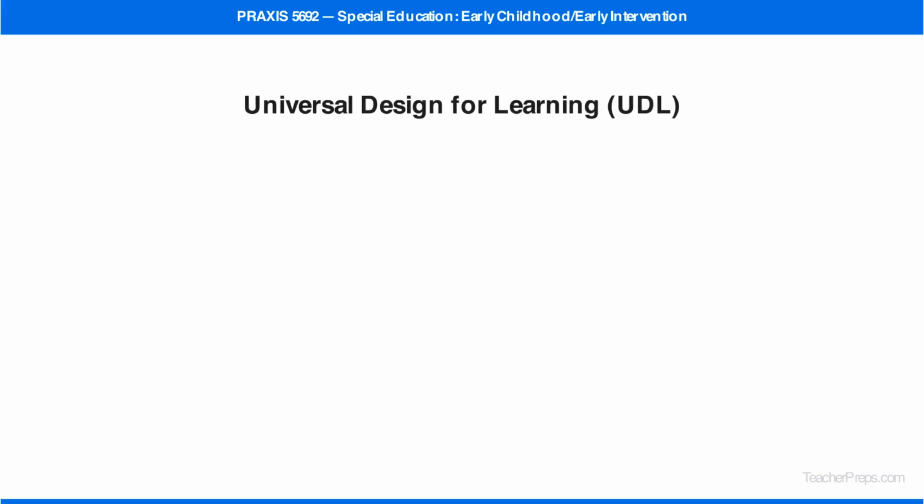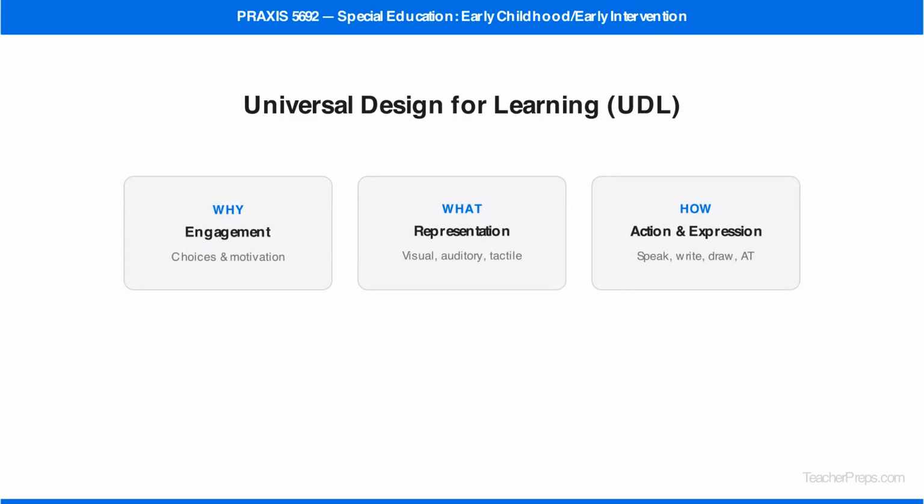Universal Design for Learning, or UDL, has 3 principles. Multiple means of engagement, the why of learning, motivates through choices. Multiple means of representation, the what, presents information in visual, auditory, and tactile formats. Multiple means of action and expression, the how, lets students show learning through speaking, writing, drawing, or assistive technology. UDL means designing the curriculum to be accessible from the start.